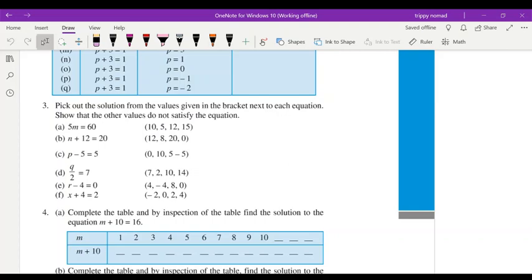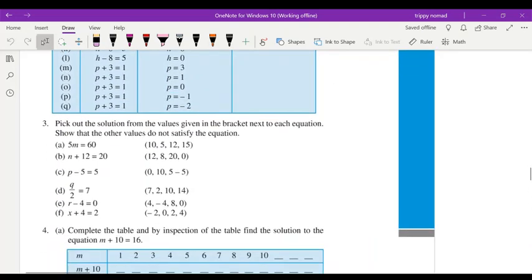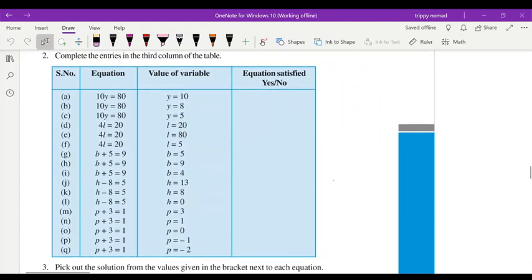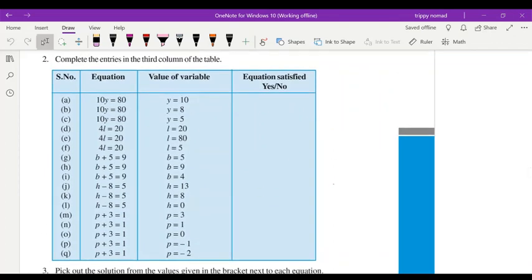Now question number third, children: pick out the solution from the values given in the bracket next to the equation. Show that the other values do not satisfy the equation. So question number first, 5m is equal to 60. As we have done in the second question, putting the value of the given number, you have to find out whether that equation is satisfied or not.